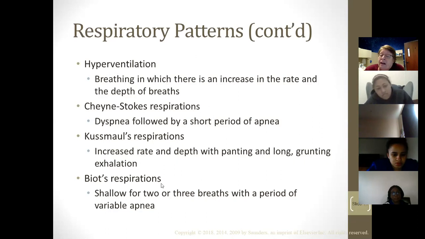Kussmaul's and Biot's are when they have head injuries. Okay, and then Biot's respiration is shallow for 2 or 3 breaths with a period of apnea. So they have a couple of breaths and then it stops, and then it starts again, and then it stops again. Okay, so Cheyne-Stokes has apnea, Biot's has apnea, Kussmaul's does not.